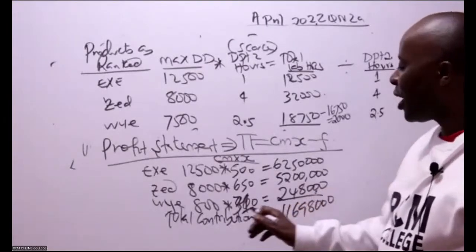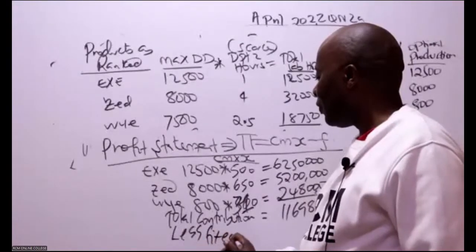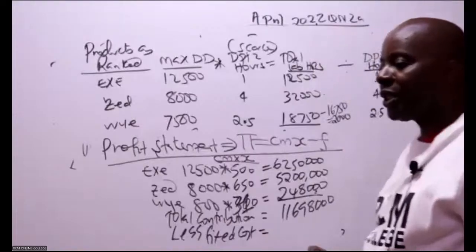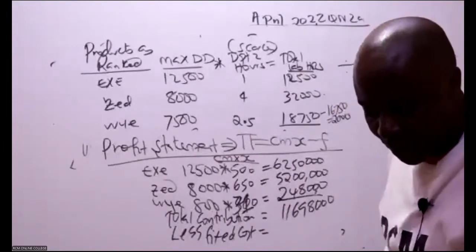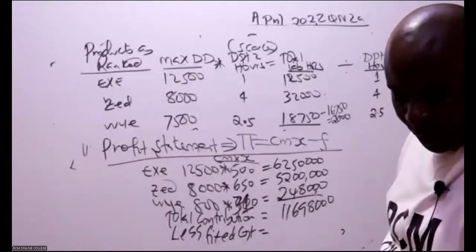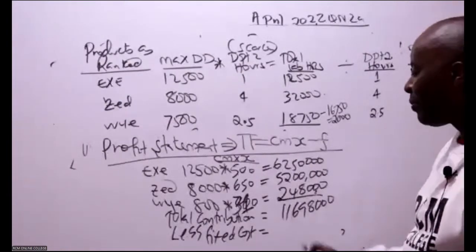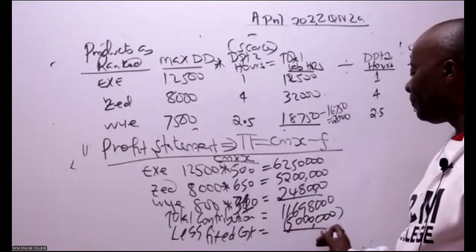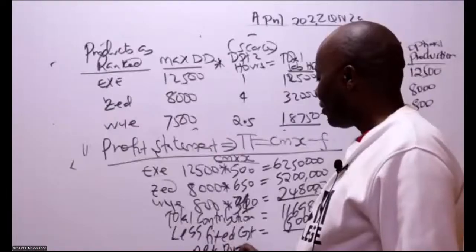698,000. So we come under less fixed costs. Are you able to see the fixed cost of this organization somewhere there? There is fixed cost of this organization. I'm able to see a figure there. Yeah, note number 3. Fixed cost is 5 million. Thank you so much. So you are able now to get the net profit.